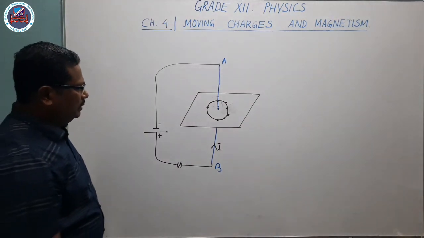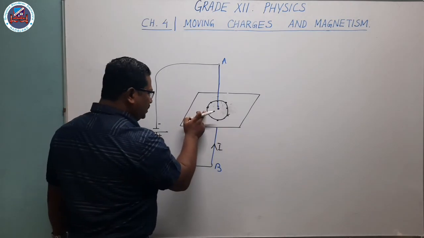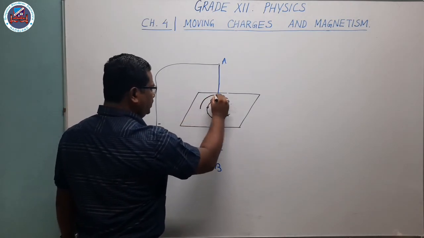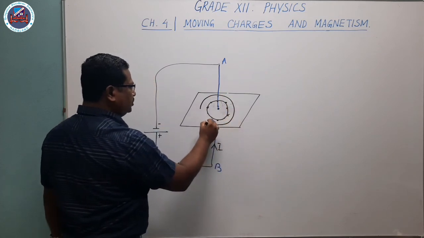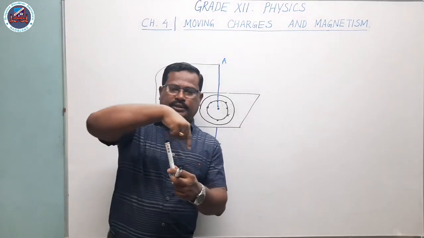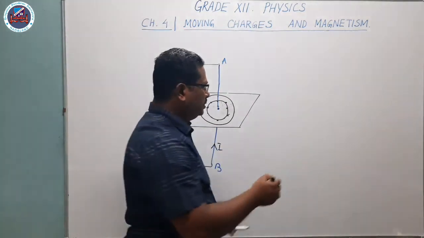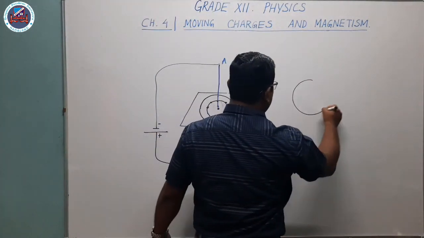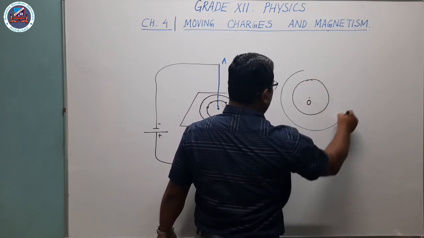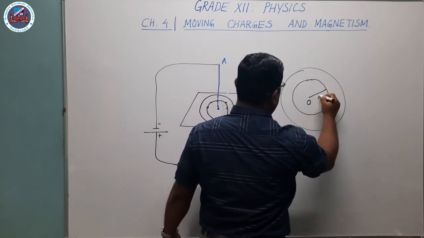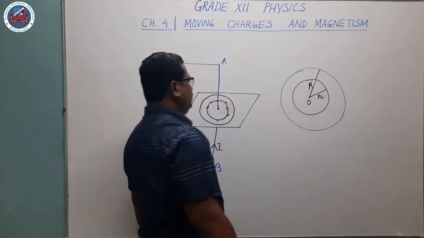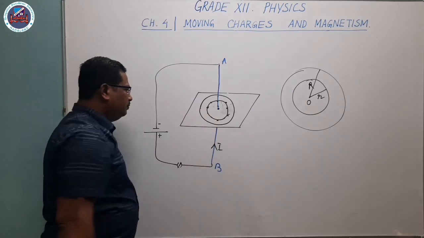Now, if you place the compass a little bit away from it, then you will get another similar pattern. They will form concentric circles around the wire. Concentric circles are those circles which have the same center but different radius. Here you can see this radius is less, this radius is more. So like this, concentric circles will be formed.